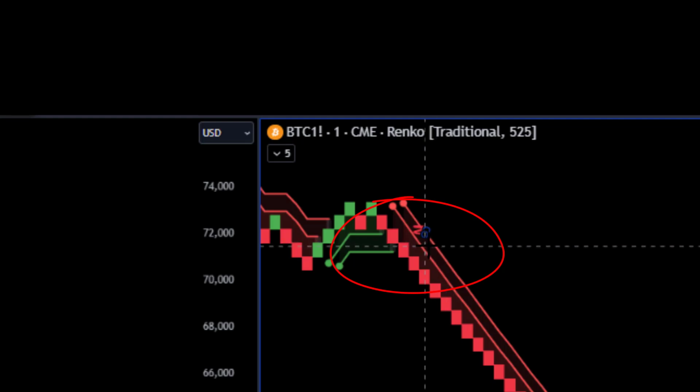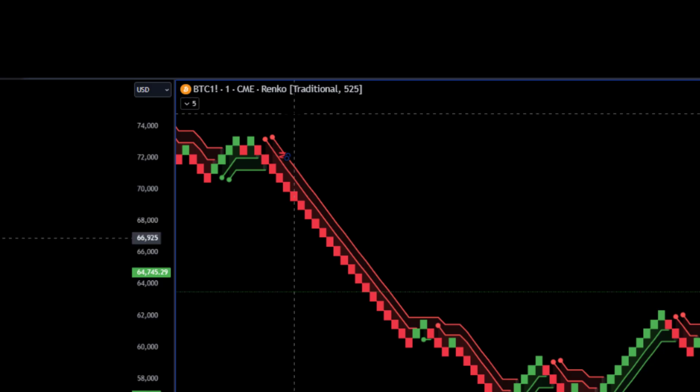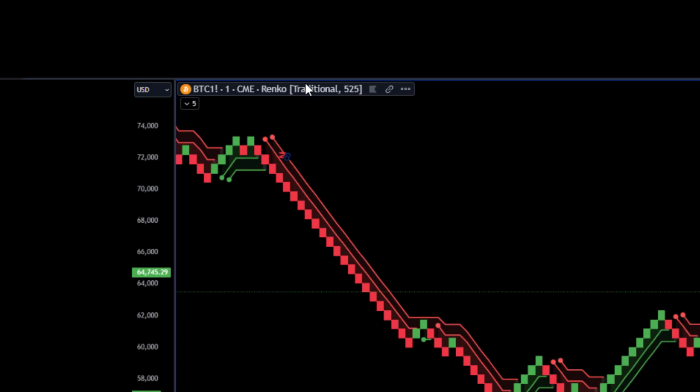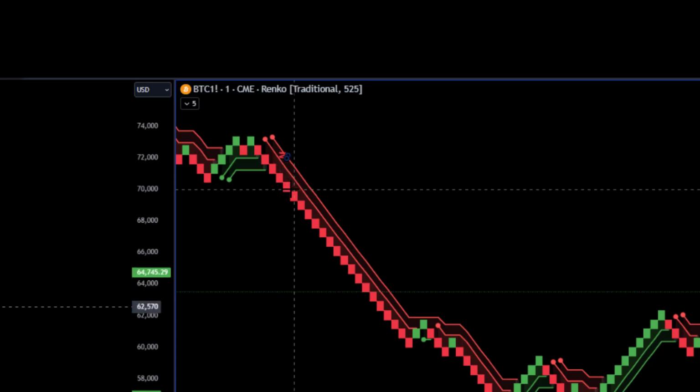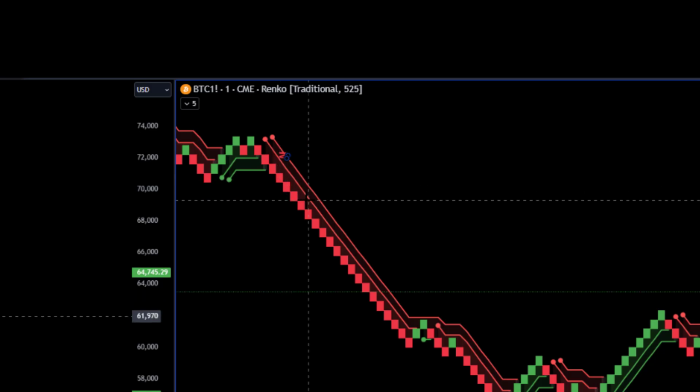Now the target that we are going for is 1.5 times the ATR. So again, 375 times 1.5 gives you 525. So we're looking for 525 points on our trade.